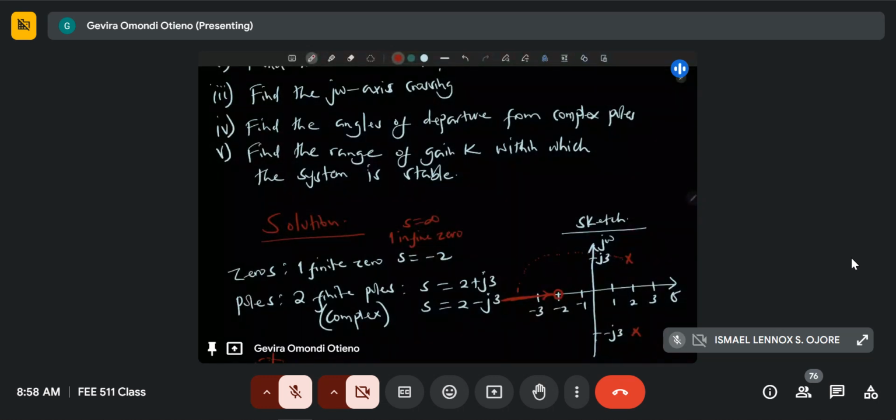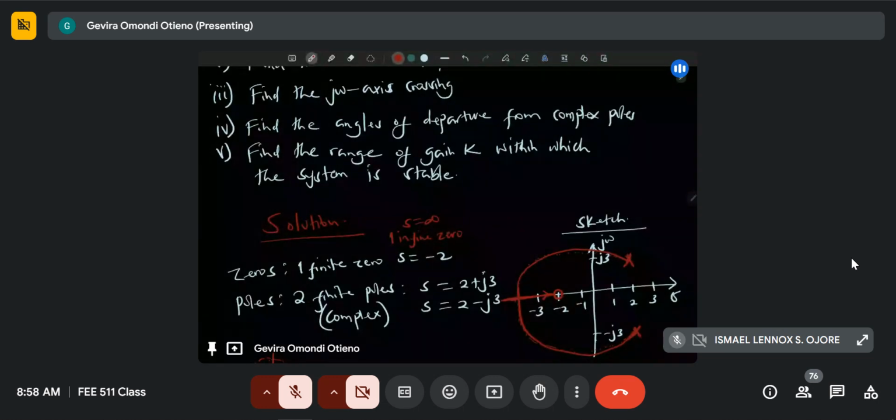And join. The same thing happens on the other side. They move and join. So essentially, you will be having a movement like that. And the other one is also moving. Notice they have crossed the J omega axis crossing. So you have a pole here and you have a pole here.